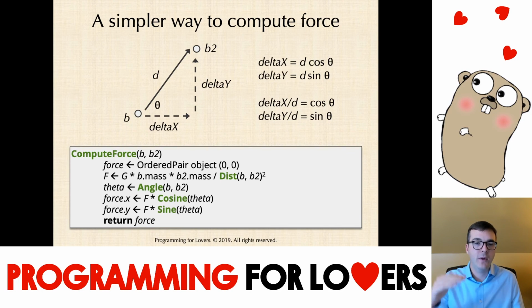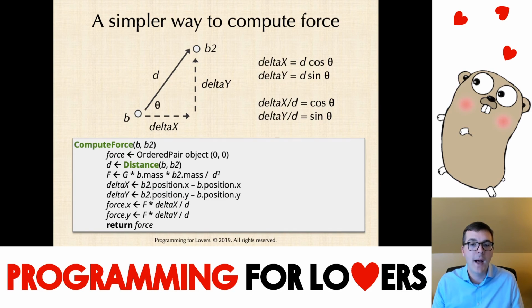So that's going to eliminate 3 subroutines here. I'm going to eliminate angle, I'm going to get rid of cosine of theta, and I'm going to get rid of sine of theta. I don't need to call these as subroutines because cosine of theta is just delta x over d, sine of theta is just delta y over d, and it's just a matter of getting delta x and delta y because I already computed d. D is just the distance between the values. I got that subroutine. And remember, f is just g times the product of the masses divided by d squared. And so delta x is, as I mentioned, the difference in the x coordinates of the positions of b2 and b. Delta y is the difference in those y coordinates.